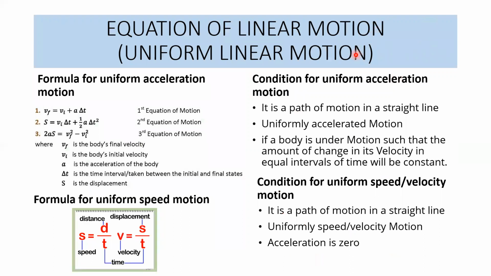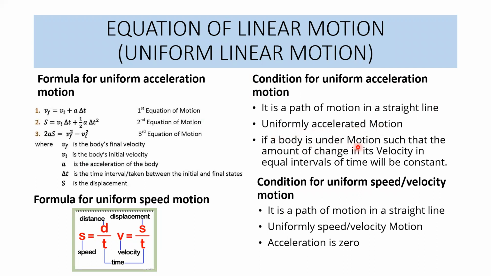The next unit in our kinematics is about equation of linear motion. There are two types of motion in kinematics. First one is uniform acceleration motion, and the second one is uniform speed motion. The condition for uniform acceleration motion is the path is in a straight line, and the object is moving with uniform acceleration.